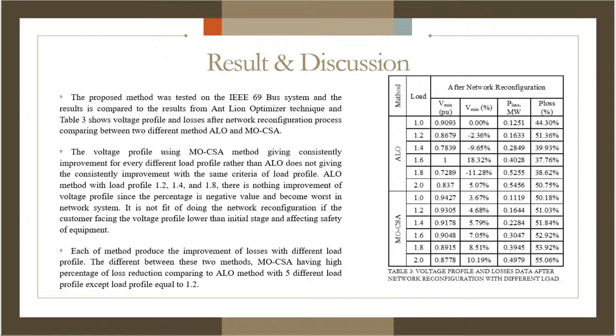Each method produces an improvement of losses with different load profiles. The difference between these two methods is that the multi-objective cuckoo search algorithm has a higher percentage of loss reduction compared to the ALO method for 5 different load factors, except load profile equal to 1.2.